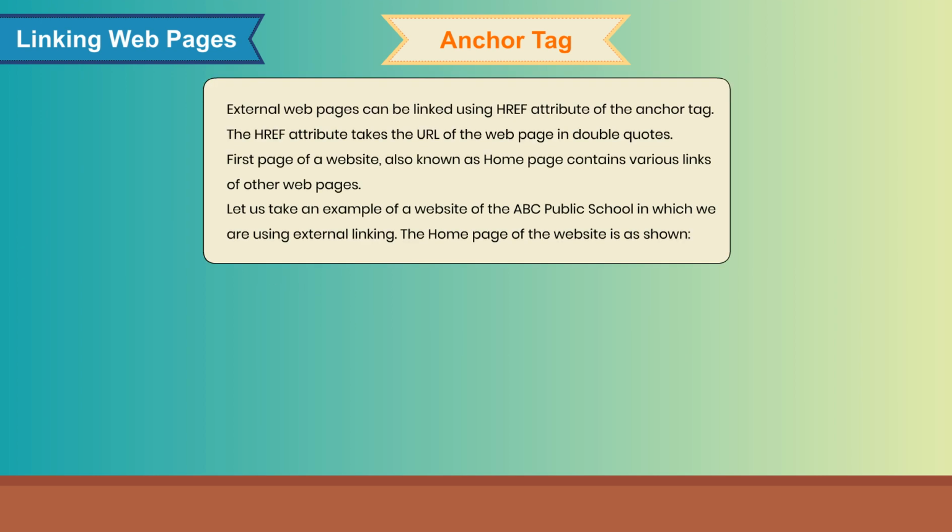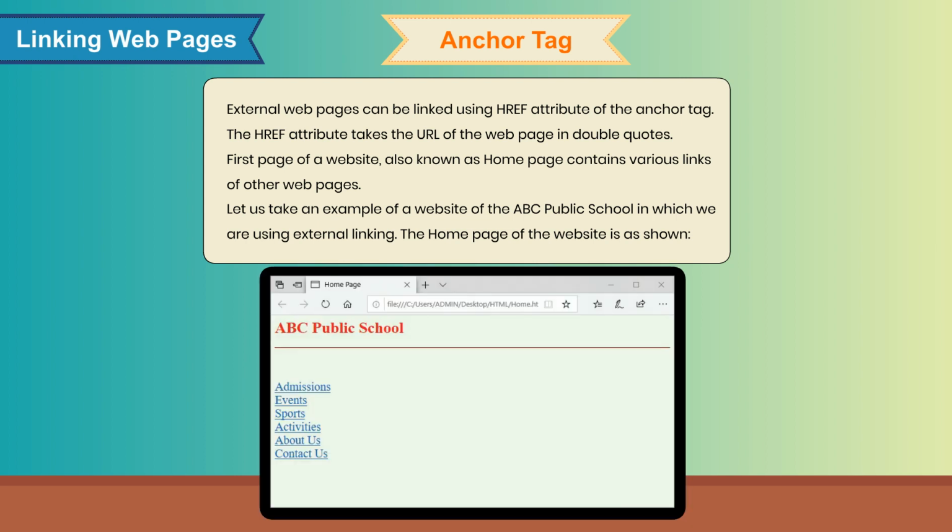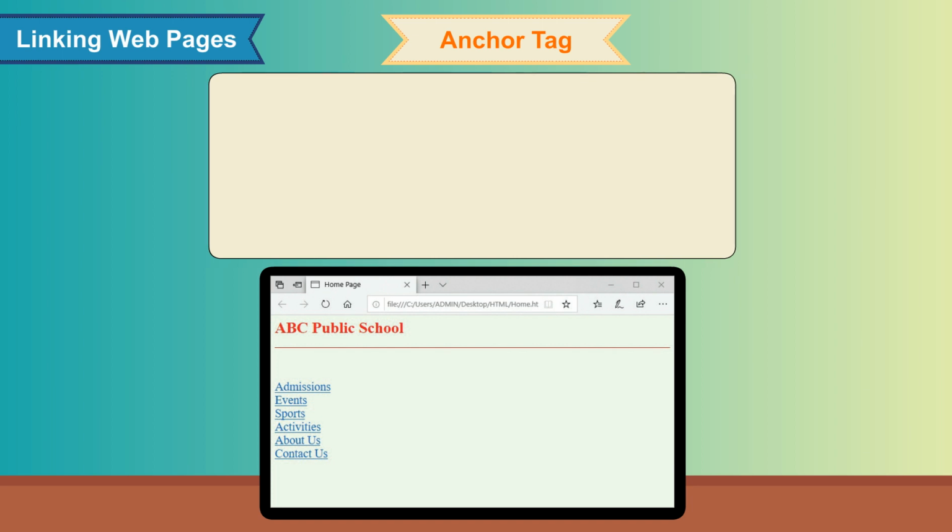External web pages can be linked using the href attribute of the anchor tag. The href attribute takes the URL of the web page in double quotes. The first page of a website, also known as the home page, contains various links to the other web pages. Let us take an example of the website of ABC Public School in which we are using external linking. The home page of the website is as shown.